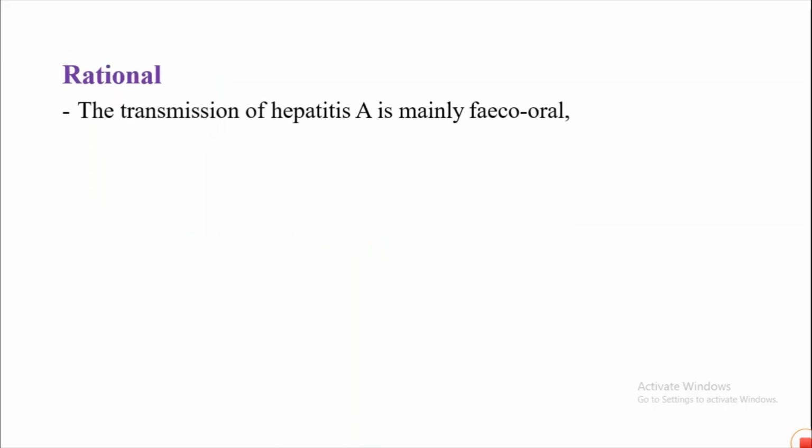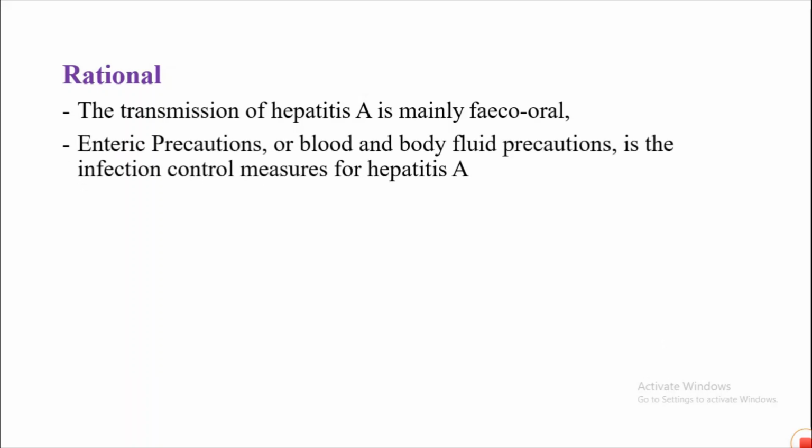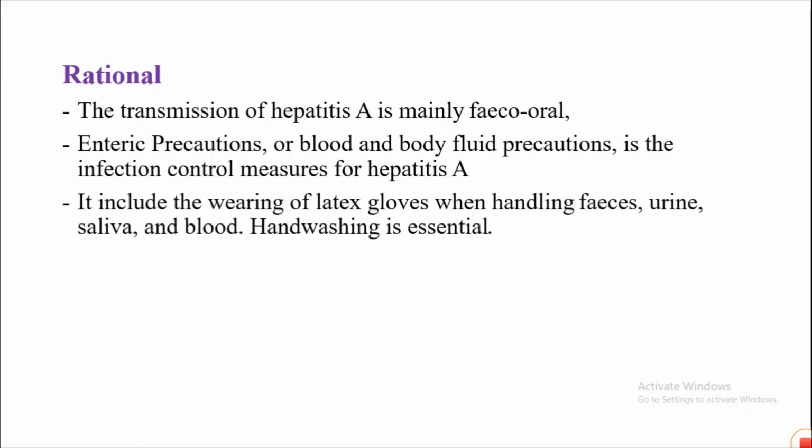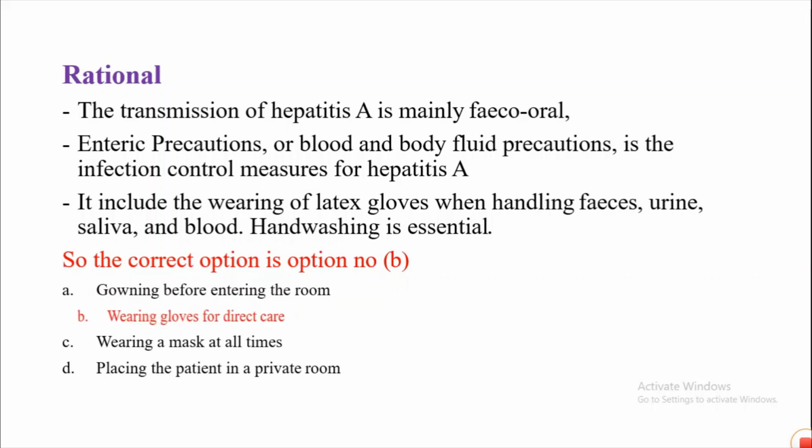The transmission of hepatitis A is mainly fecal-oral. Enteric precaution or blood and body fluid precaution is the infection control measure for hepatitis A. It includes the wearing of latex gloves when handling feces, urine, saliva, and blood. Hand washing is essential. So the correct option is option number B, which is wearing gloves for direct care.